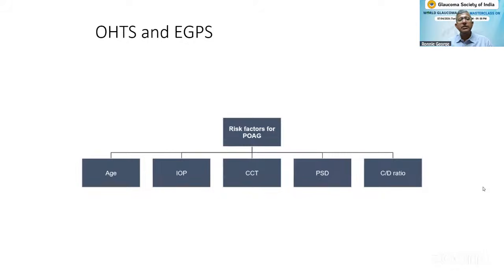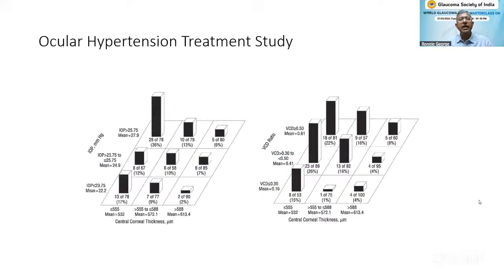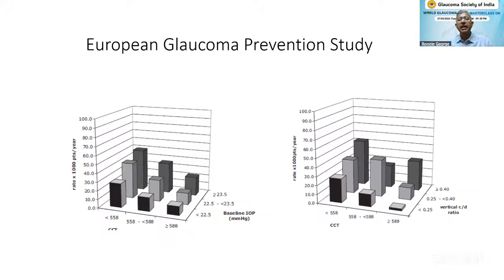The OHTS and the EGPS looked at progression from ocular hypertension to glaucoma. And these were the risk factors that they found for primary open angle glaucoma: older age, higher intraocular pressure, lower CCT, worse PSD, and a higher cup-to-disc ratio. And these are the graphs that all of you are familiar with, that high intraocular pressure and low CCT were the greatest risk factors for progression in both the Ocular Hypertension Treatment Study and the European Glaucoma Prevention Study. So this gives us some insights into the risk factors for progression in ocular hypertension.